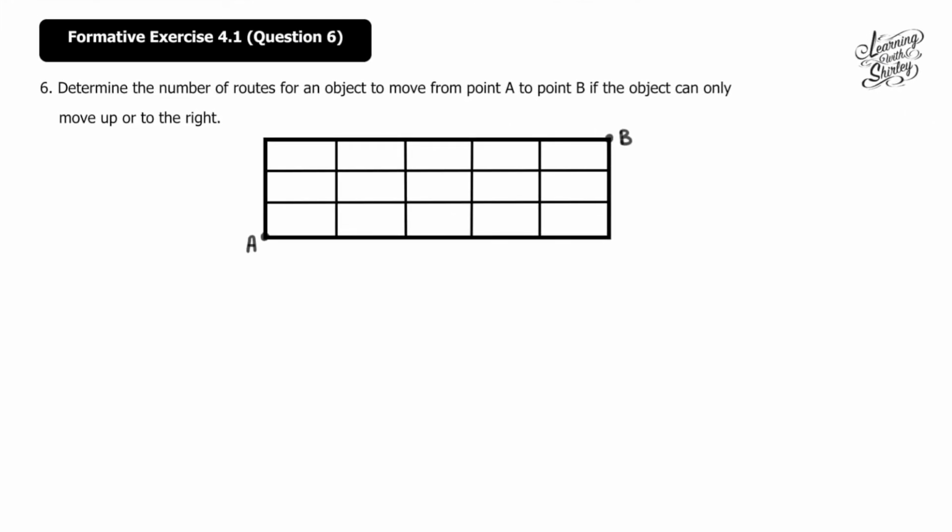Let's look at question number 6. Determine the number of routes for an object to move from point A to point B if the object can only move up or to the right. To move from point A to point B, it has to go 5 spaces to the right: 1, 2, 3, 4, and 5. It can also be here 1, 2, 3, 4, and 5, and so on. So there are actually 5 factorial ways to move from left to right.